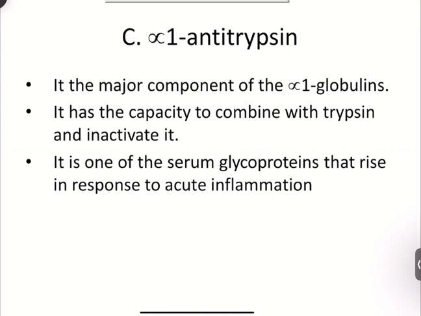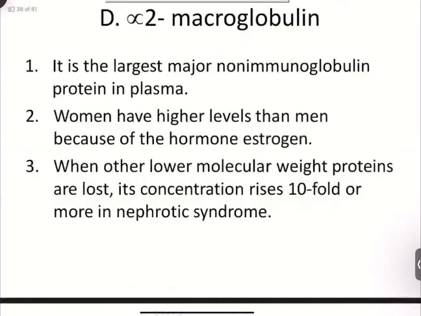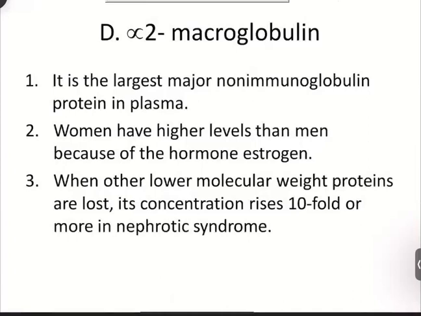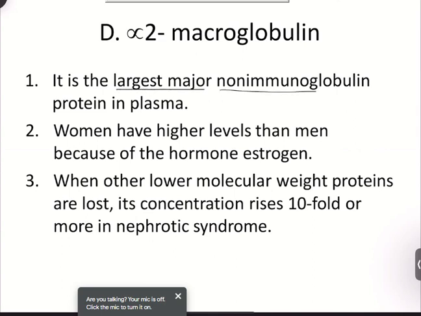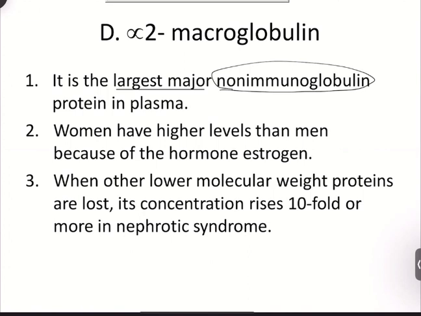We test this for inflammation resistance. Number four, your alpha 2 macroglobulin. It is the largest major non-immunoglobulin protein in the plasma. Bakit? Kasi yung largest immunoglobulin mo is IgM, malaki. Okay?